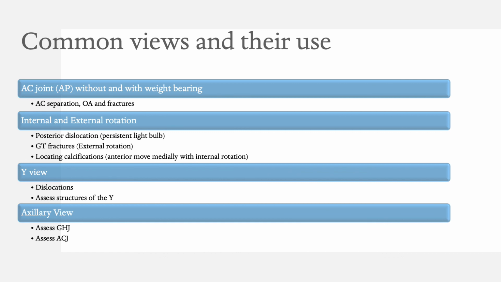Locating calcifications in calcific periarthritis is very helpful with internal rotation views. Remember, anterior calcifications will move medially with internal rotation, and posterior calcifications vice versa. The Y view is important for looking for dislocations as well as assessing the structures of the Y. And the axillary view can be extremely useful for assessing the glenohumeral joint, the acromioclavicular joint, as well as calcifications. So with that, I will end this talk, and I hope you find this useful to you.